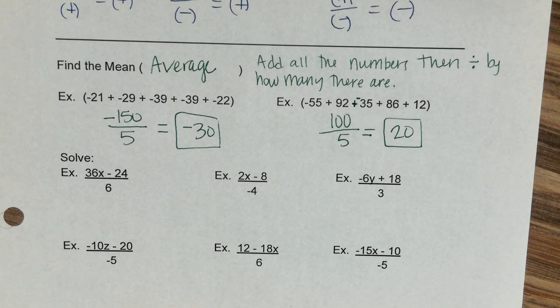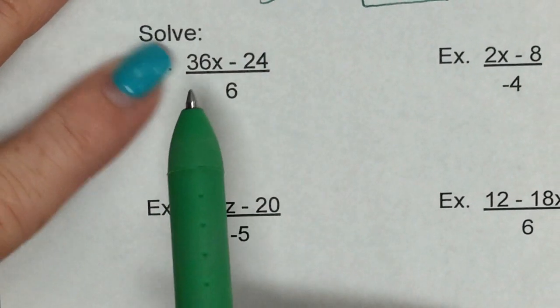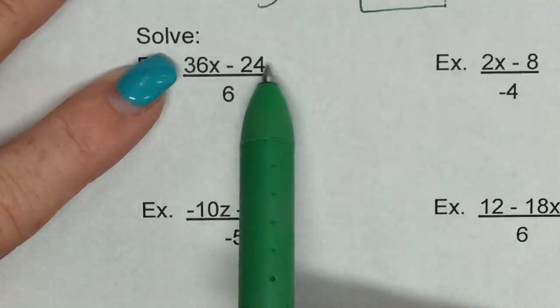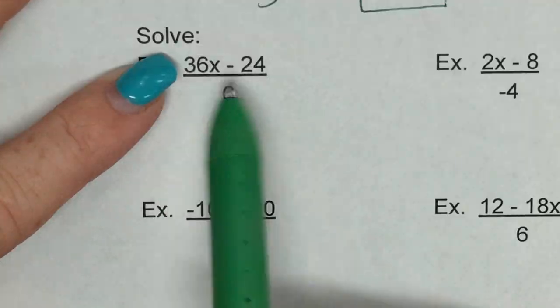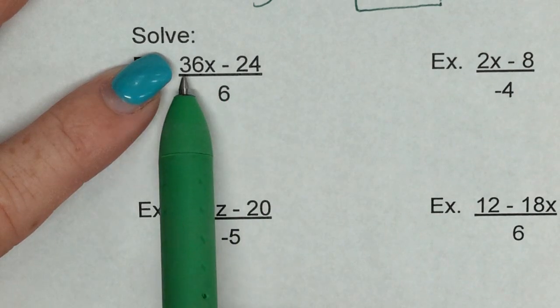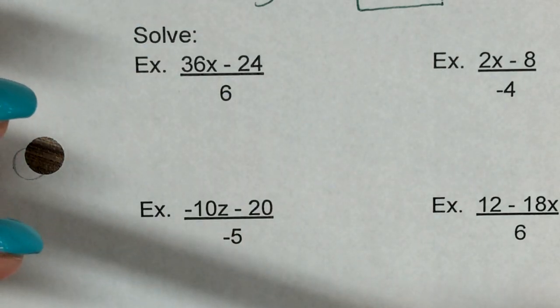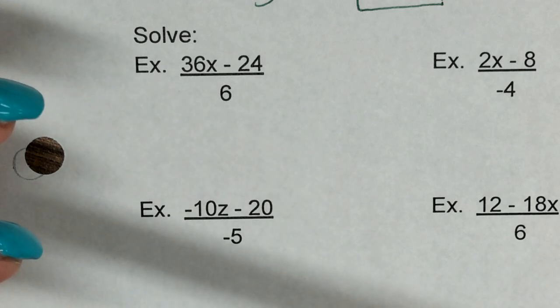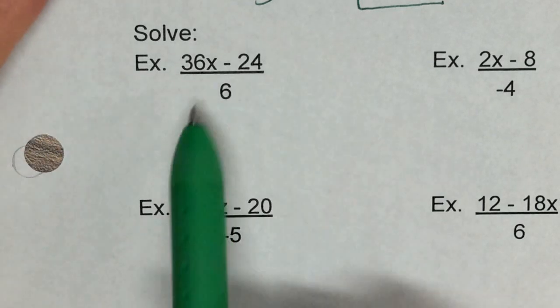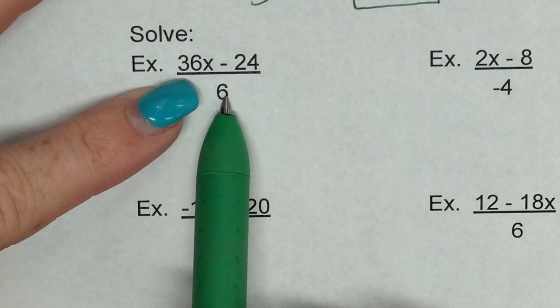Now we're going to look at expressions with division and figure out how to simplify them. Okay? So everybody look at the first example. What this is saying is that 36x minus 24, the whole thing, is being divided by 6. So how many terms do you see on top? What's a term? 2. How do you know? Because they're separated by adding or subtracting signs. So here's a term, here's a term. Both of those terms are being divided by 6.